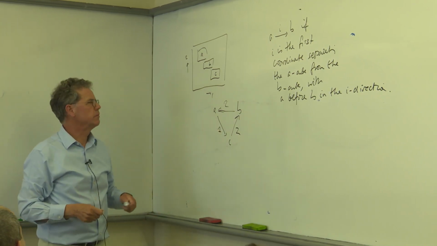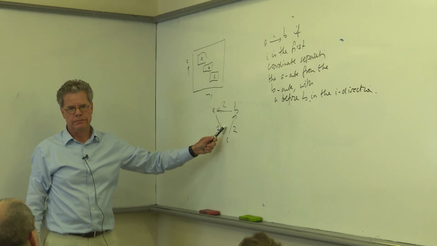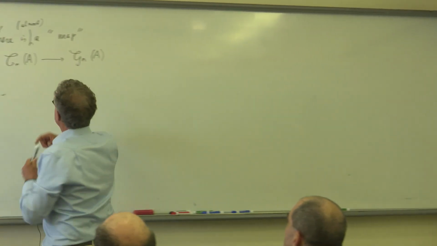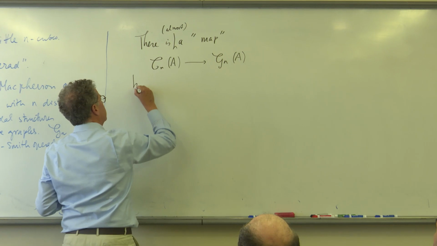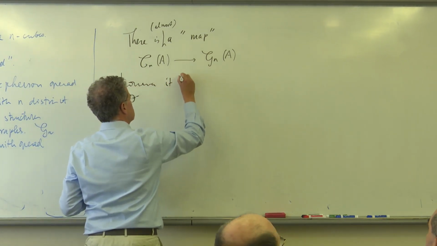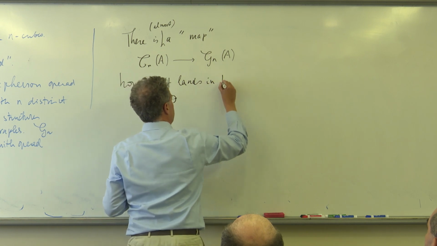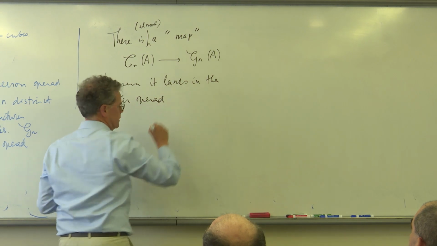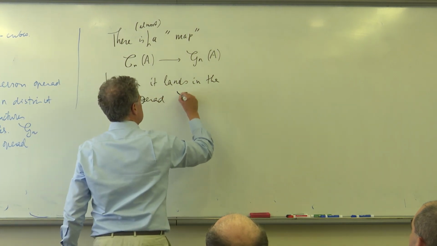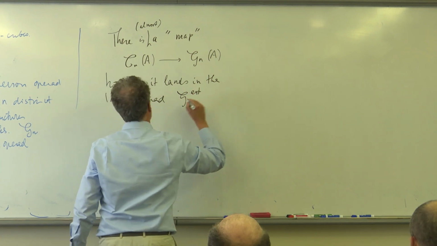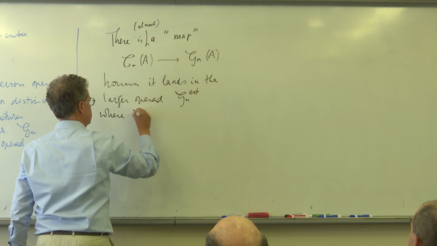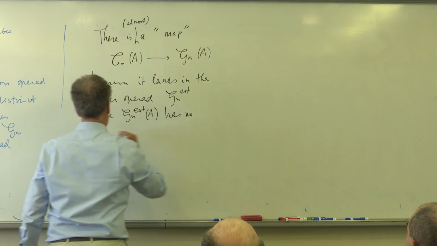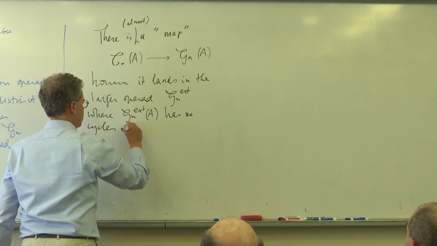Okay? Slight problem, we have a cycle. So I chose this example on purpose. Okay? So there's almost a map. However, it lands in the larger operad, larger operad Gn tilde, where Gn tilde of A has no cycles of uniform weight.